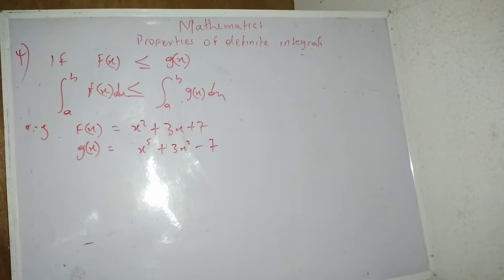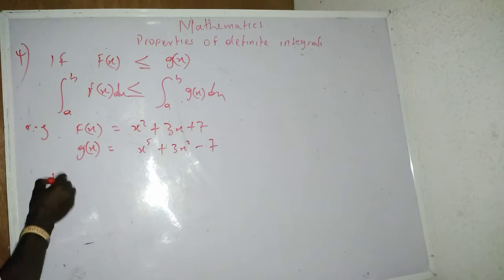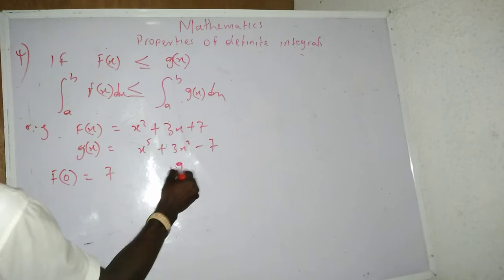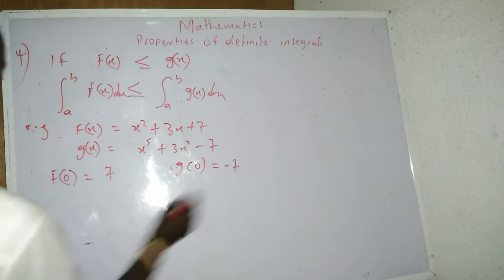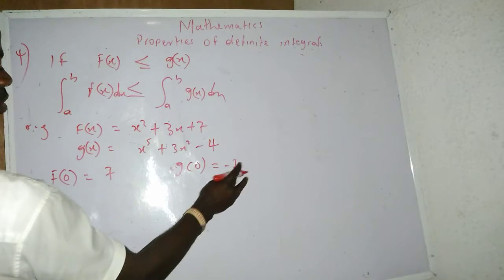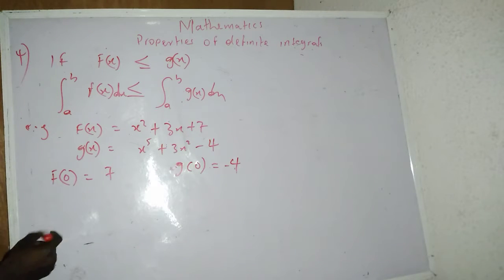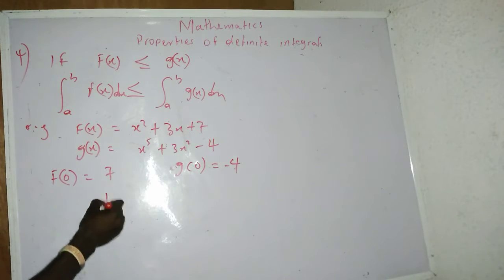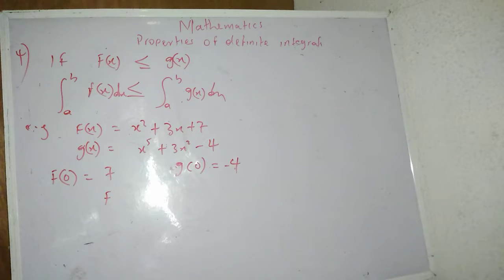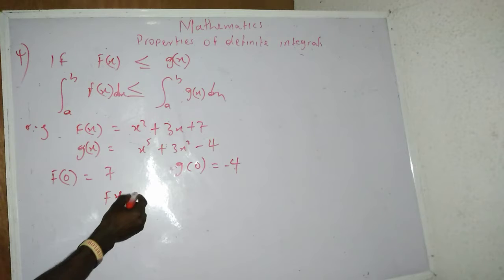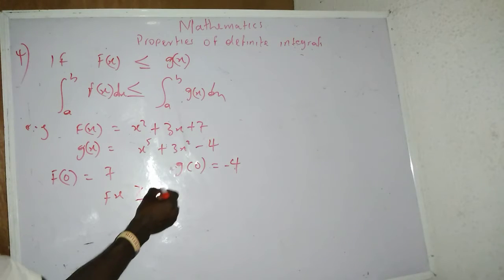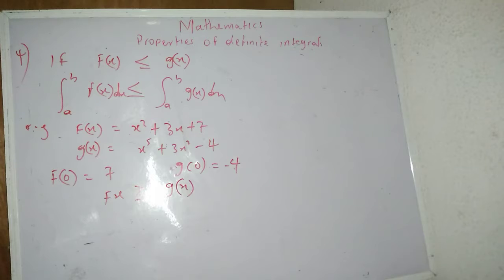Okay, and I want to use the limit. My f of 0 will be 7. My g of 0 will be minus 7. Okay, 7, 7. Let me use 4 as g of x. Sorry, g of x to be equals to 4. Now, it's very clear that my f of x at 0 is greater than or equal to g of x.